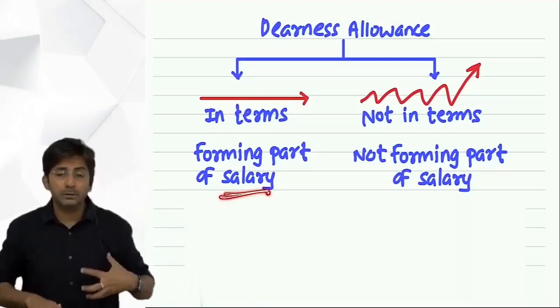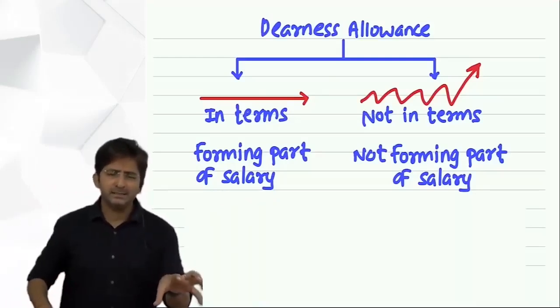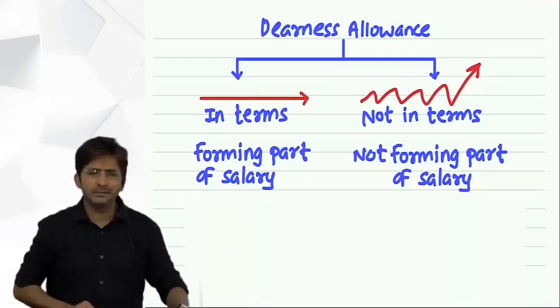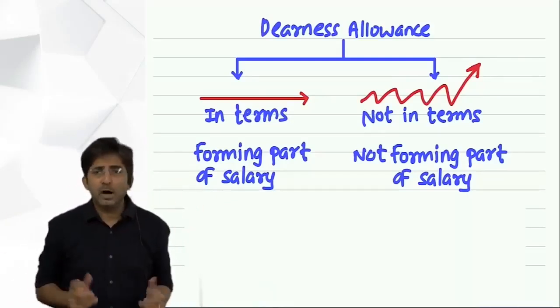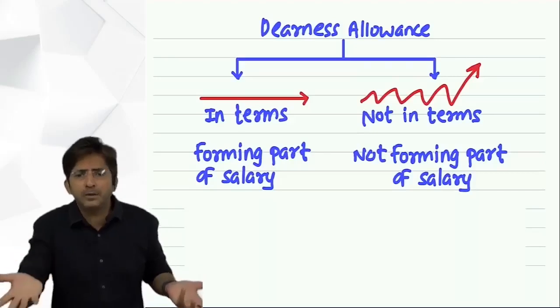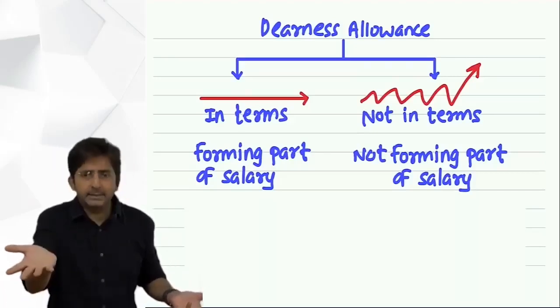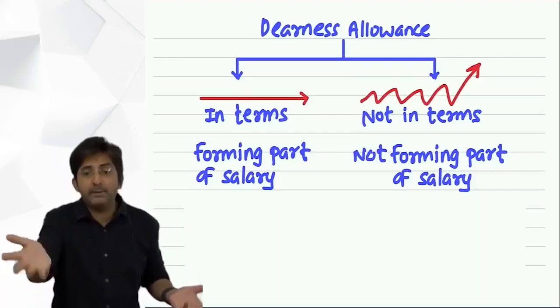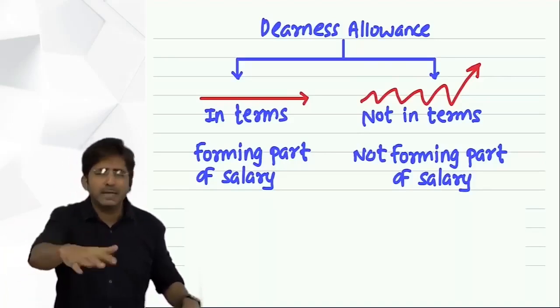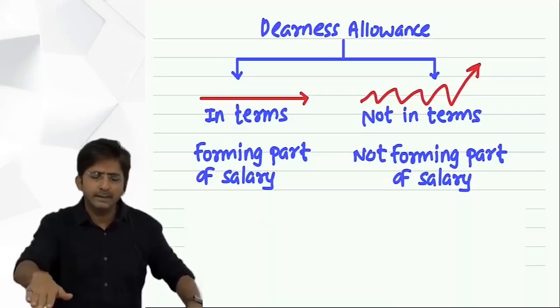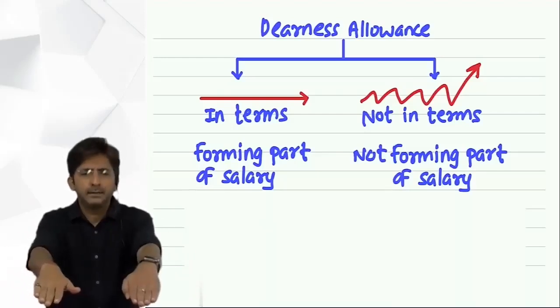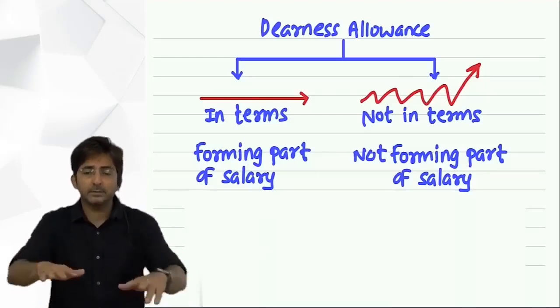So see, if the boss tells you your DA is a part of basic salary only, it means like basic, like DA. So how is basic? It's always constant. It increases if you perform better or whenever there is a promotion. But let's assume there is no promotion and no better performance. So basic salary is constant, and DA also remains constant. So that is called DA in terms.